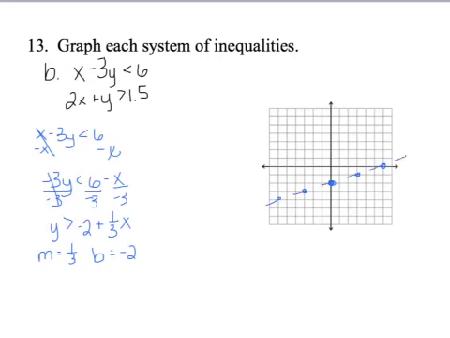Okay, let's test 0, 0. And I can either choose to test it in this equation or in the original. I'm going to go back and test it in the original. So I have 0 minus 3 times 0 is less than 6. So is 0 less than 6? Yes. I'm just going to lightly shade.